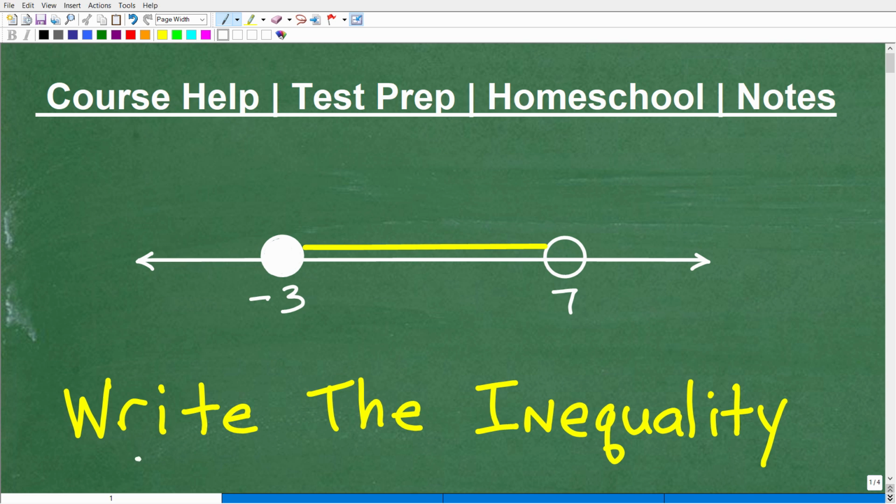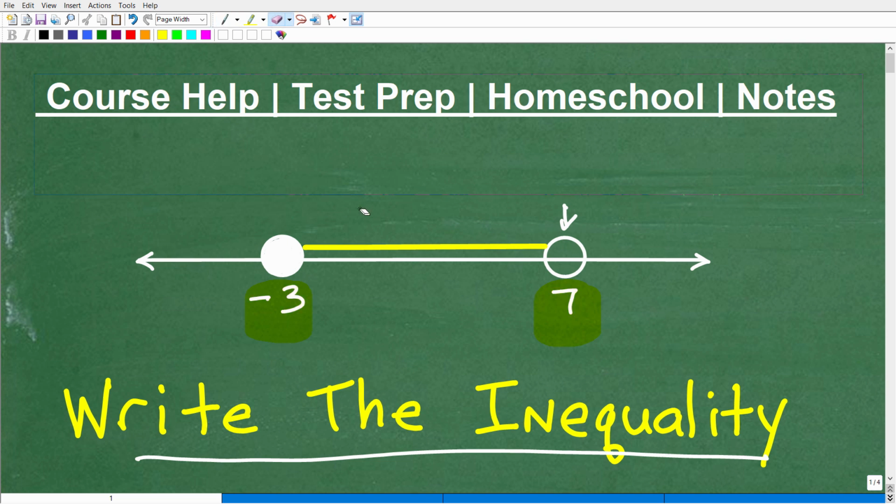Okay, let's write the inequality to this graph. This actually represents an inequality, and you can see here we have a number line. We have the number -3 for this particular example and 7. So we have two circles. This one is filled in and this one is not, and that tells us something. And then it's connected with this little line between this circle and this circle.